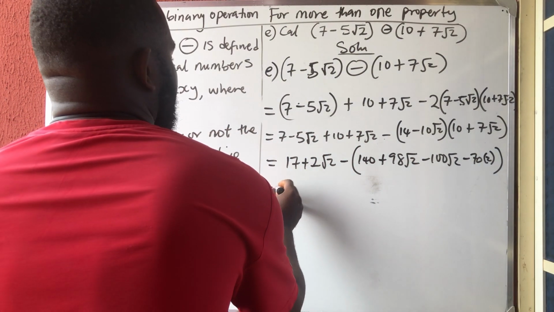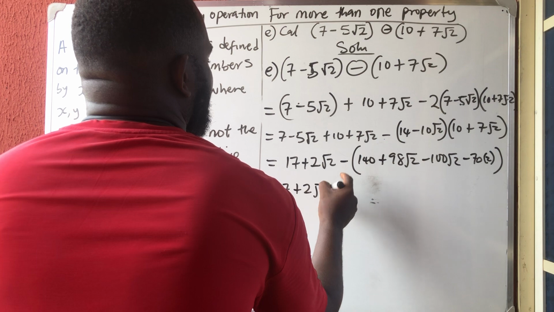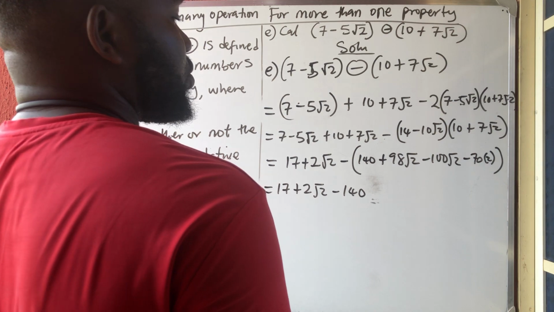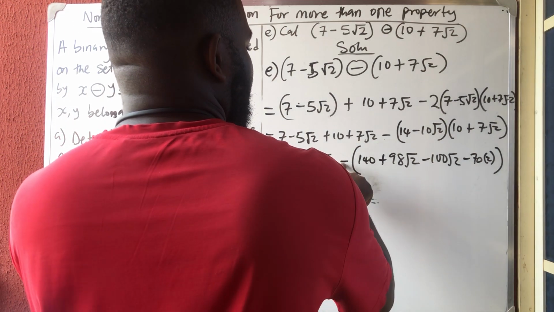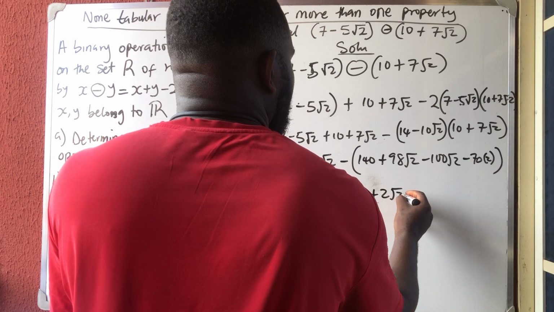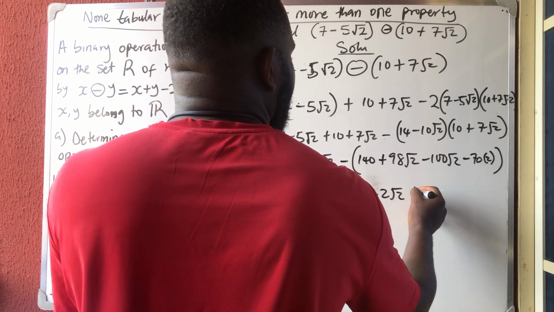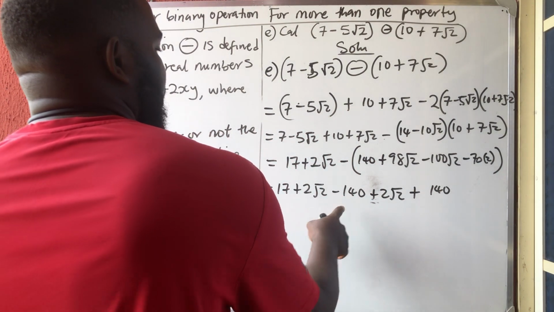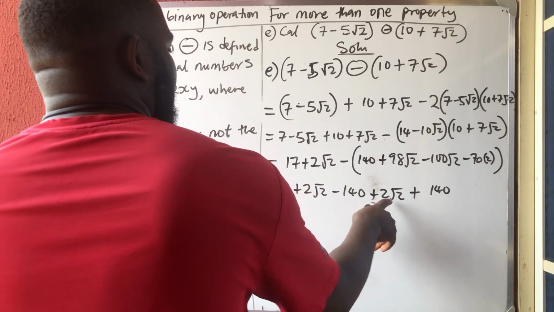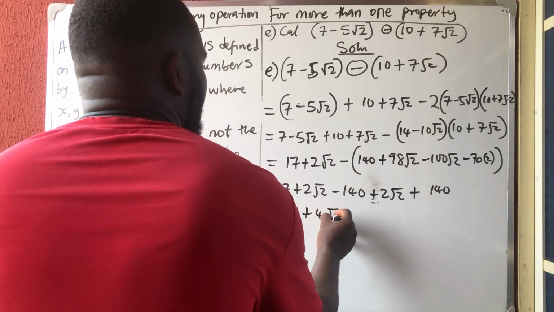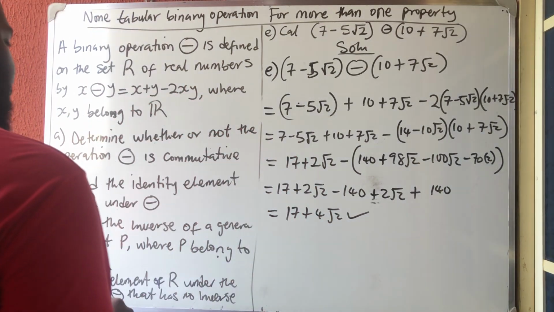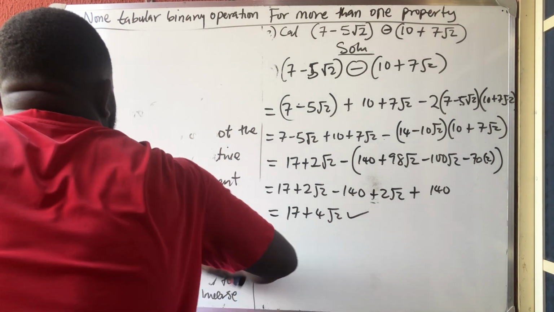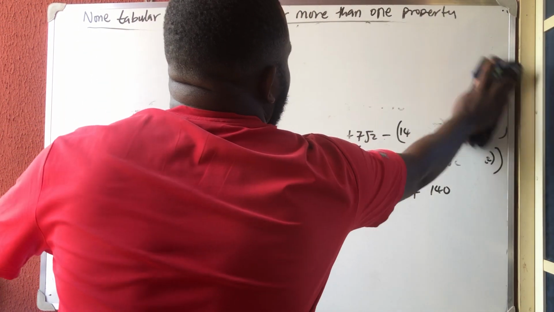So I'm left with 17 plus 2 root 2. This time this will give you minus 140. These 2 will give you minus 2. Minus 2 times this will give you plus 2 root 2. And minus times minus again will give you plus 140, because this time this is 140. So what do we have now? 140 minus 140 gone. Root 2 plus root 2, I'm having 17 plus 4 root 2. And that is the answer. 17 plus 4 root 2. As simple as that. So let us solve another question so that we can understand better.